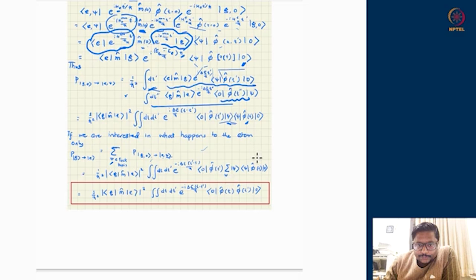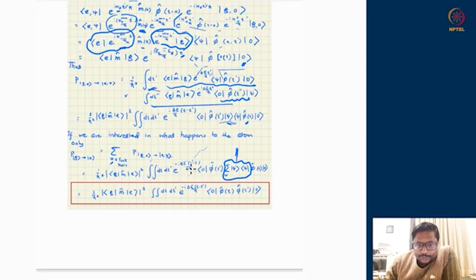That means it's the outer product of all basis elements, and this constitutes an identity in the field space. So therefore, I am left with, if I just want to ask this limited question, what is the probability of atom's excitation? Then that limited question gets answered by this exponential, the double integral, this exponential.